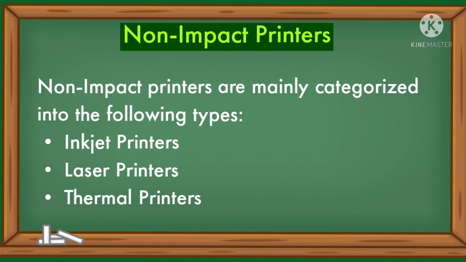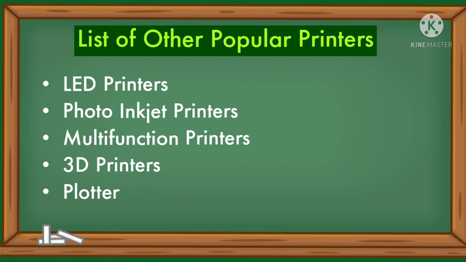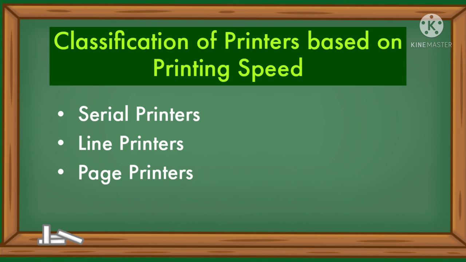Non-impact printers are mainly categorized into the following types: inkjet printers, laser printers, and thermal printers. Here is a list of other popular printers: LED printers, photo inkjet printers, multifunction printers, 3D printers, and plotters. Classification of printers based on printing speeds: serial printer, line printer, and page printer.